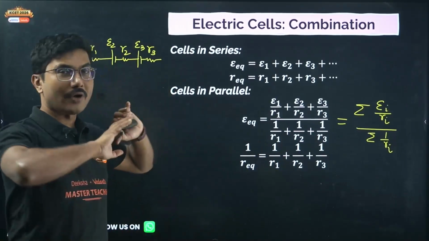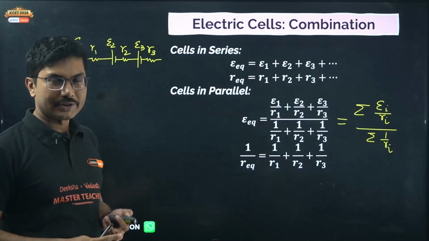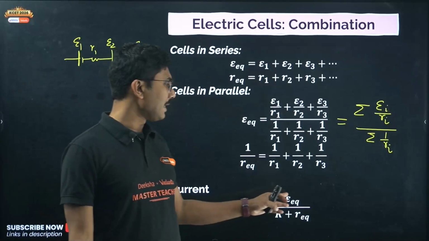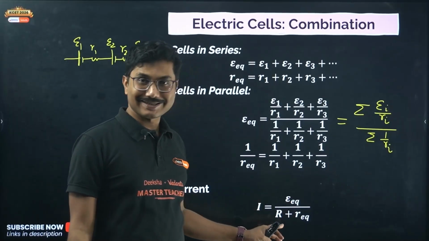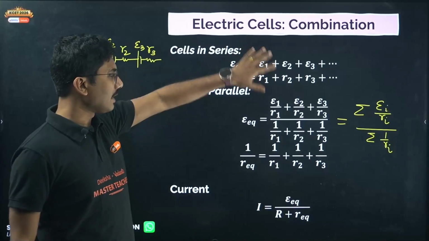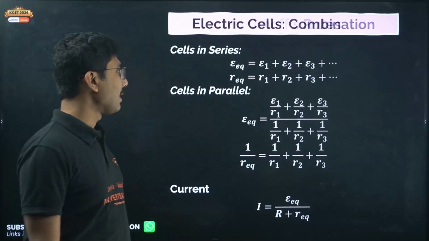Now when you have found everything, equivalent EMF, equivalent resistance, then what is the current in the circuit? The current in the circuit is given by epsilon equivalent divided by external resistance plus R equivalent. This formula is valid for both cells in series and cells in parallel.